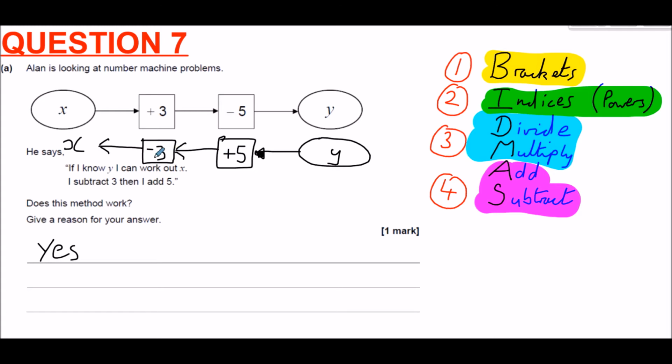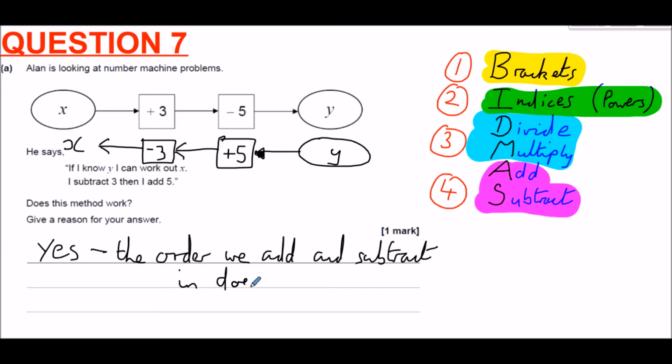I'm saying add 5 then take away 3. He's saying subtract 3 then add 5. But because addition and subtraction can be grouped together with BIDMAS, the order you do them in doesn't matter. So does this method work? Yes. Reason: the order we add and subtract in does not matter. Now we're going to refer back to this BIDMAS in part B.